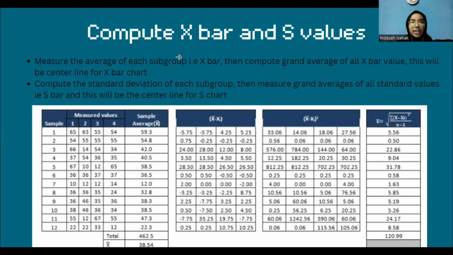Next, compute the standard deviation of each subgroup, then measure the grand average of all standard deviation values, example S bar, and this will be the center line for the S chart. So this is the calculation that we have done for the data. This is the table for X bar minus X, this is the table of X bar minus X squared, and this is the table of S bar. So this is the total that we have got.